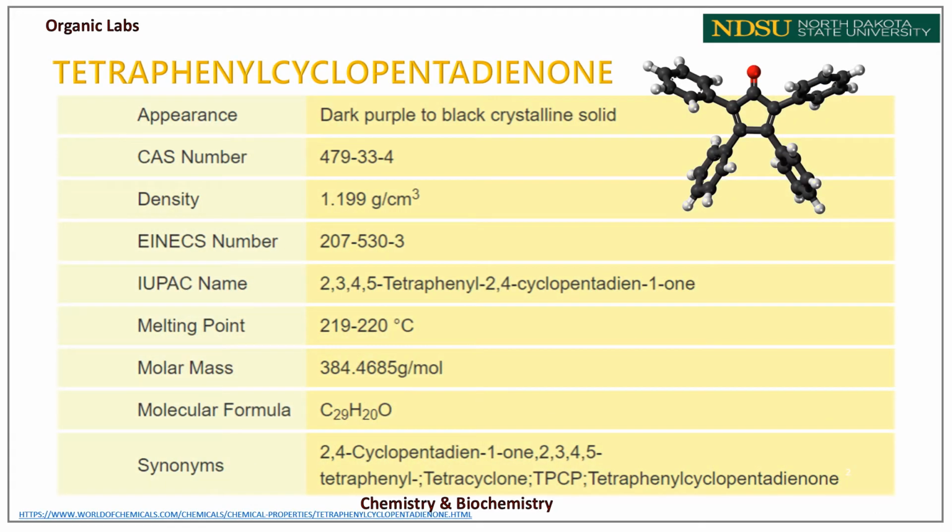Hello, this presentation is about the organic chemistry laboratory experiment of tetraphenylcyclopentadienone. It is a dark purple to black crystalline organic compound that has a melting point around 220 degrees Celsius. In this experiment, synthesis of tetraphenylcyclopentadienone will be conducted via aldol condensation.